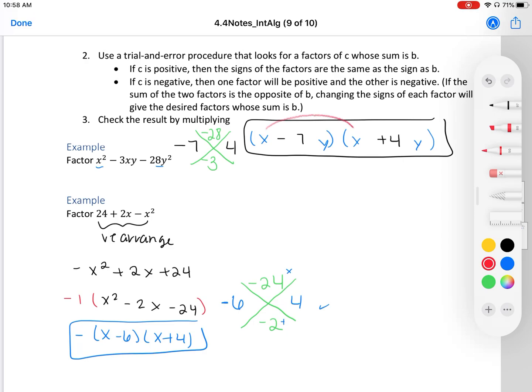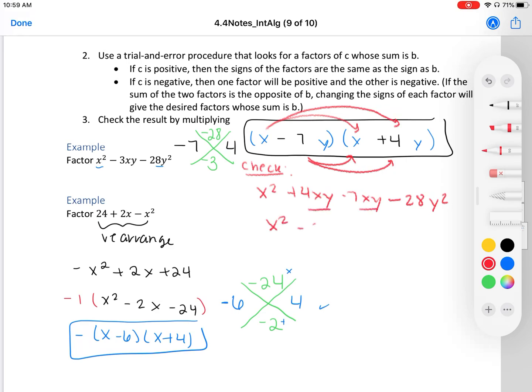So x times x, we're checking now. To check, we get x times x, which is x squared, x times 4y, which gives me 4xy, negative 7y times x is negative 7xy, and negative 7y times 4y gives me negative 28y squared. So then we're left with x squared, combining like terms, minus 3xy minus 28y squared. It checks out.